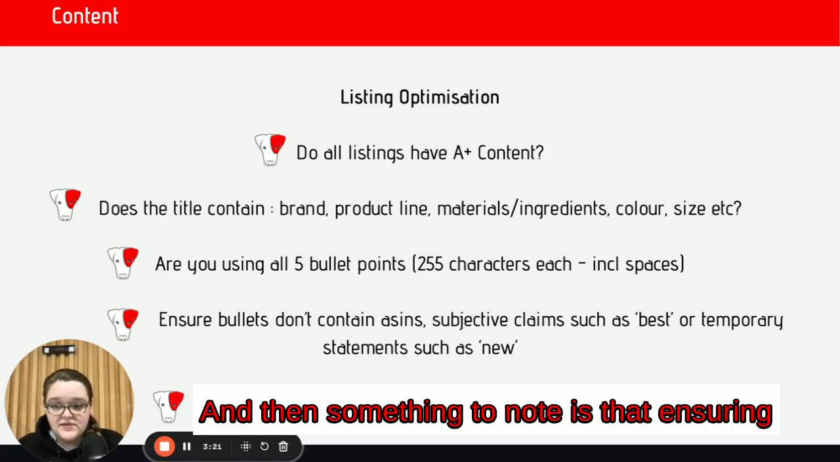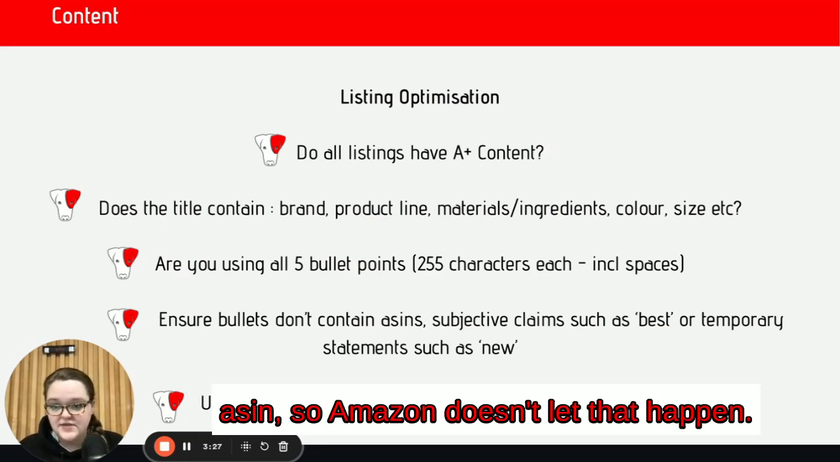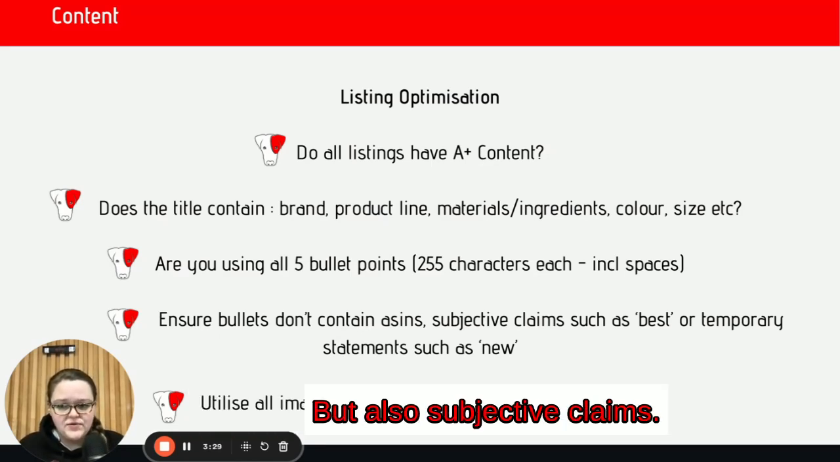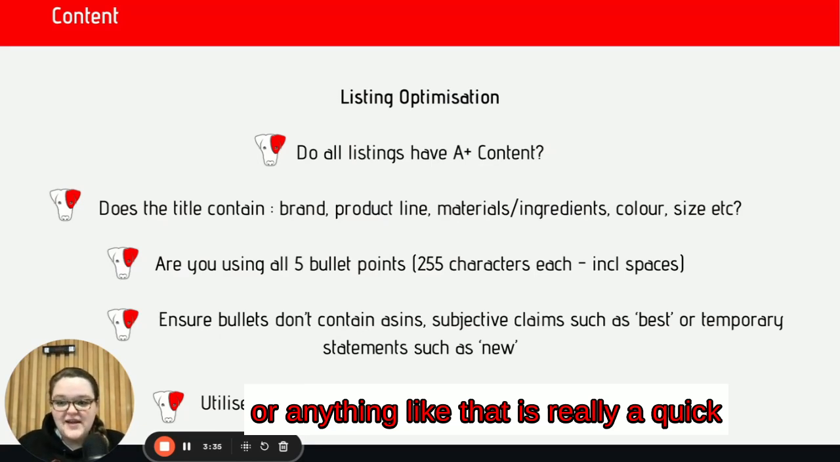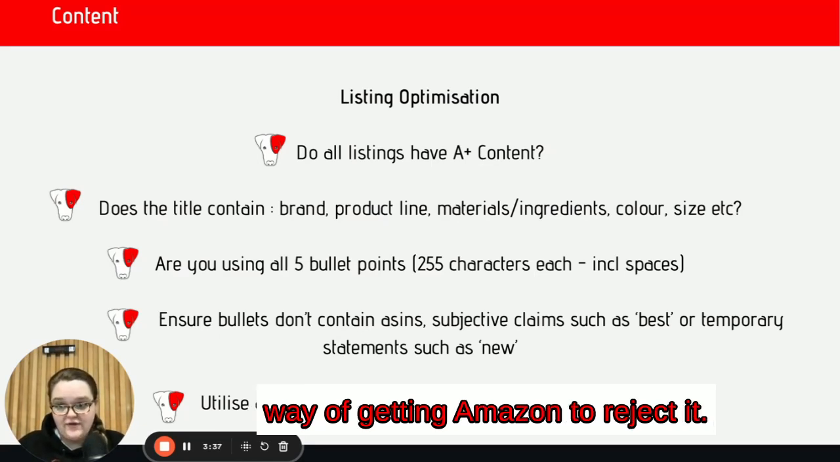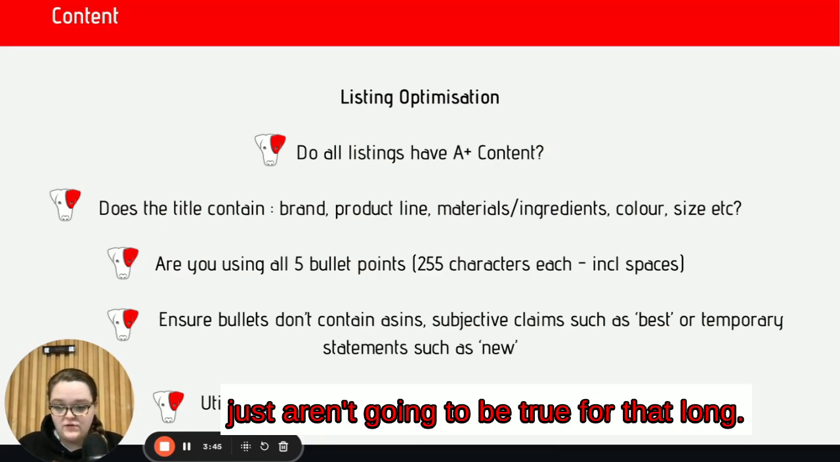And then something to note is ensuring your bullet points don't contain an actual ASIN. Amazon doesn't let that happen. But also subjective claims. Saying you're the best or the cheapest or anything like that is really a quick way of getting Amazon to reject it. But also temporary statements. So "new" and things like that just aren't going to be true for that long.